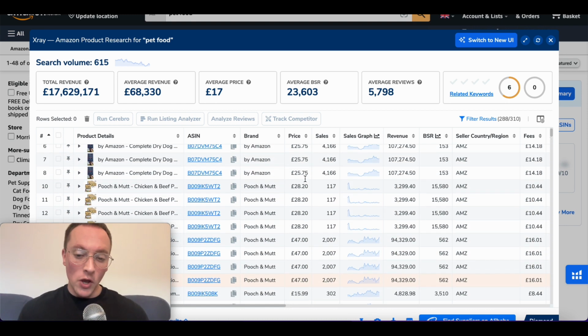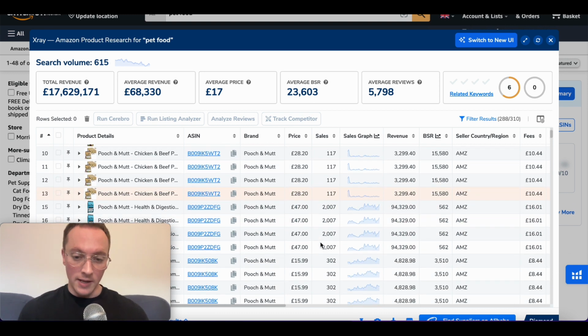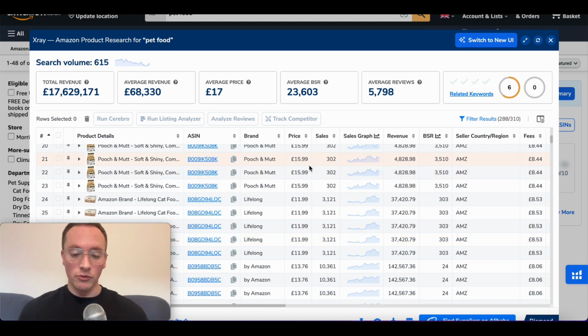So at first glance, it would appear that the average price is around about 25 to 28 to 47. It's not. That's one product. It's a variation product, guys. Okay. We got to scroll down here. Now we start to see the price points a lot lower. And that's why X-Ray flagged it up there. So that's the beauty of X-Ray when it comes to average price, guys.